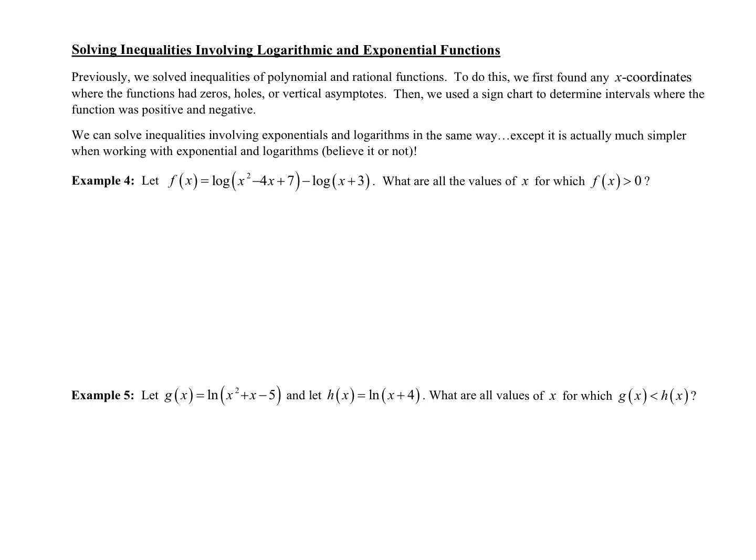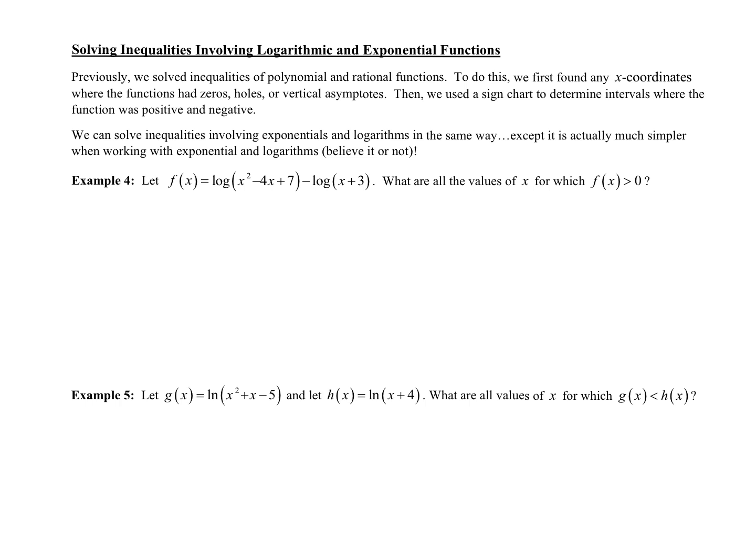Here we go. Previously, we solved inequalities of polynomial and rational functions. To do this, we first found any x-coordinates where the functions had zeros, poles, or vertical asymptotes. Then we used a sign chart to determine intervals where the function was positive and negative. We can solve inequalities involving exponentials and logarithms in the same way, except it is actually much simpler when working with exponentials and logarithms, believe it or not.